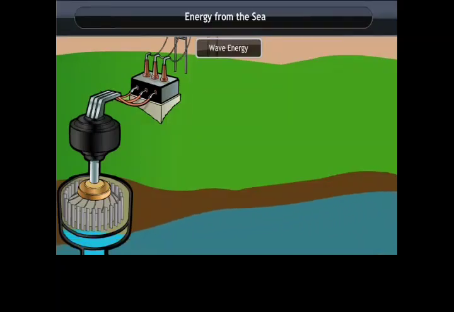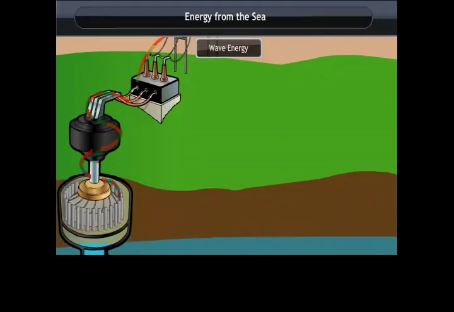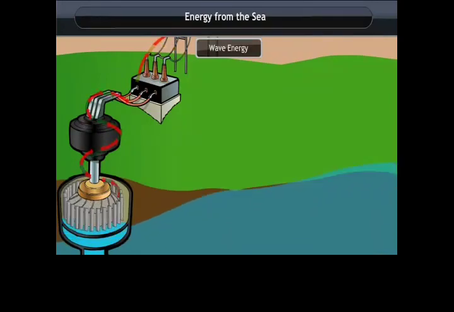Sea wave energy. When strong wind blows over the sea, it produces huge waves. The kinetic energy of the moving waves can be used to rotate the turbines of generators to produce electricity.